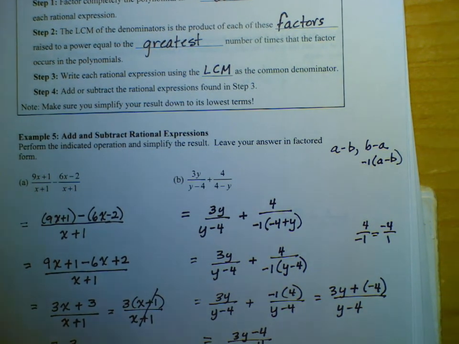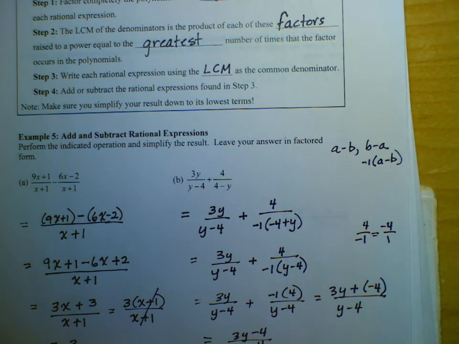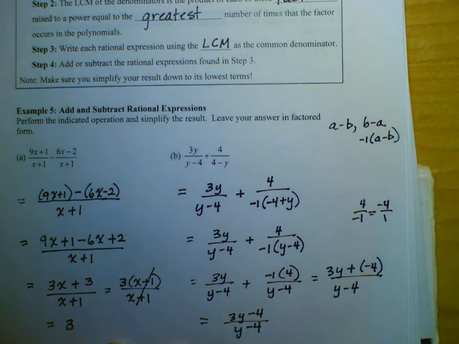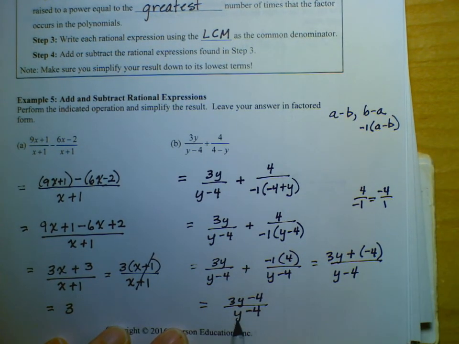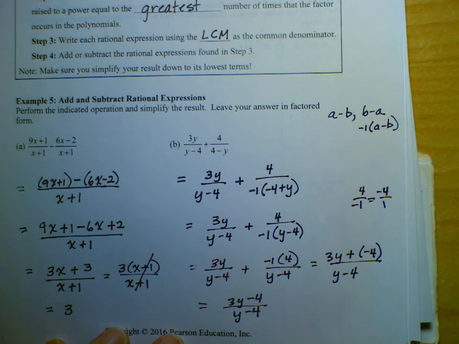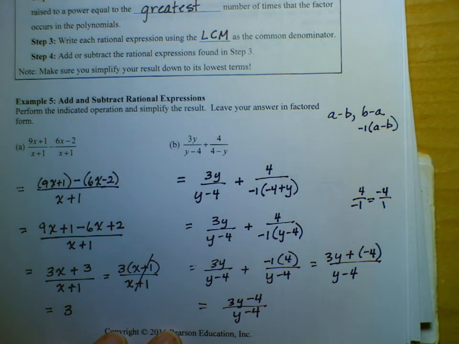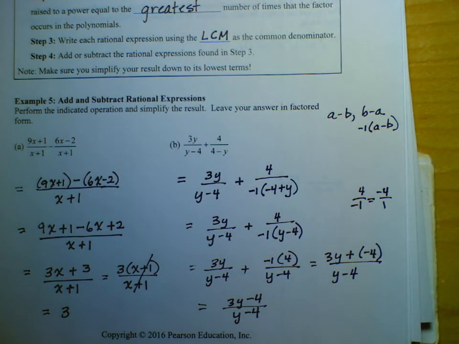Now, over here we were able to factor and simplify. Can we factor either one of these, the numerator or denominator? Is there a common factor in 3y and 4? There is not. And y minus 4 has no common factor. So we're done. This is our final simplified result.